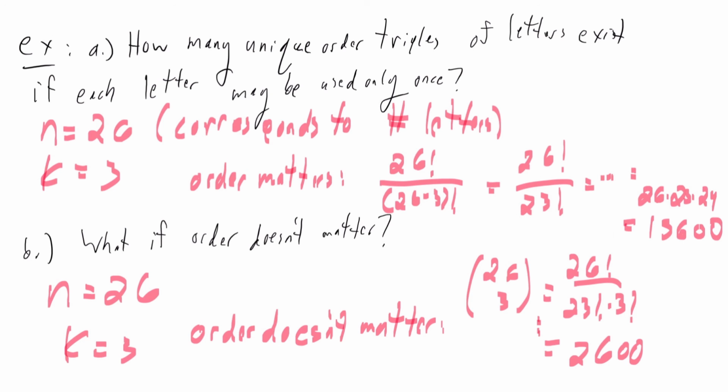Almost, well, not quite double, but fairly close to twice as many when order matters. In fact, 6 times as many when order matters. So it really is important to consider your problem and whether you should use the binomial coefficient, which is for when order doesn't matter, or just n factorial over n minus k factorial when order does matter.